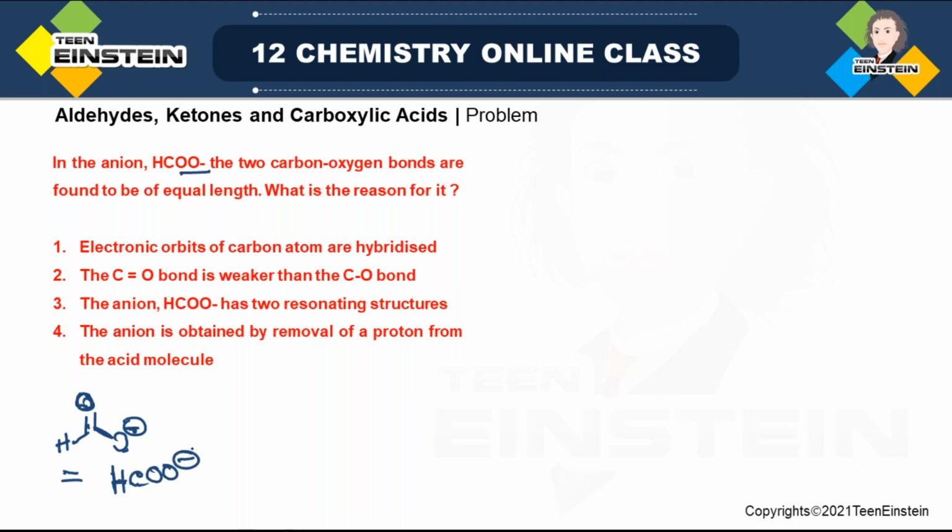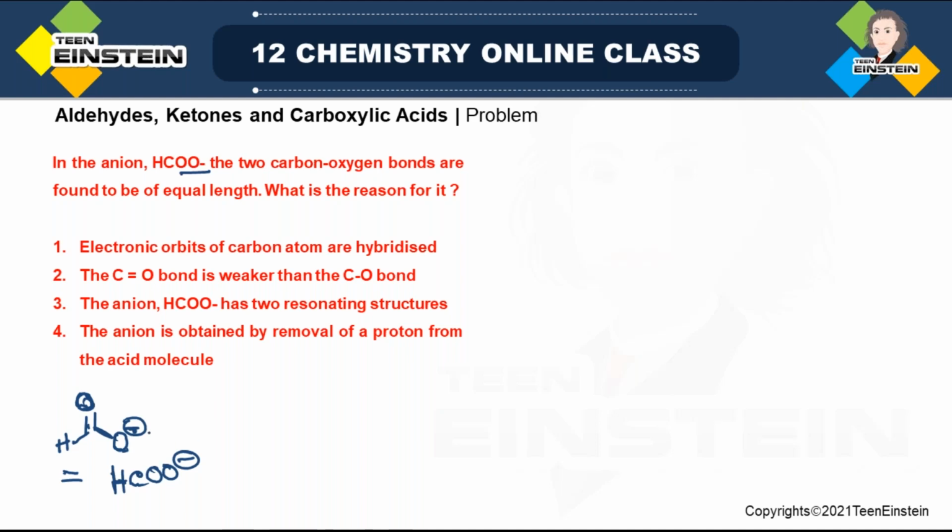HCOO minus. In the anion HCOO minus, the two carbon oxygen bonds are found to be of equal length. So here you can see we have one carbon oxygen single bond and one carbon oxygen double bond. Fine. But in the question it is mentioned carbon oxygen bonds are found to be of equal length. And what is the reason behind it? That you have to find from the options. Now, the first option is saying that electronic orbits of carbon atoms are hybridized. Now, this is completely wrong.